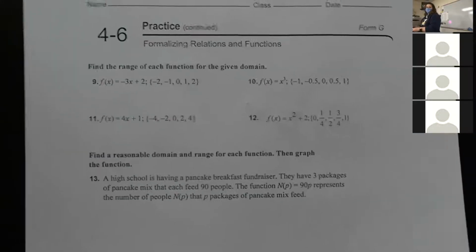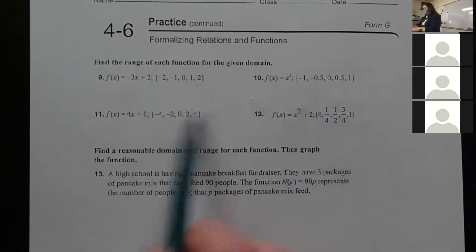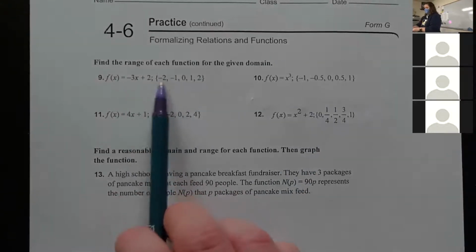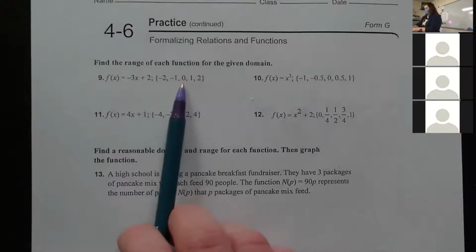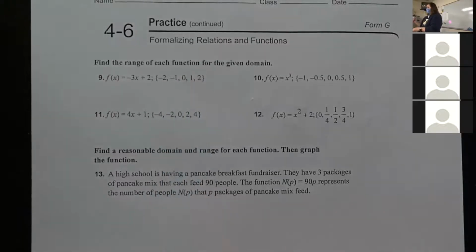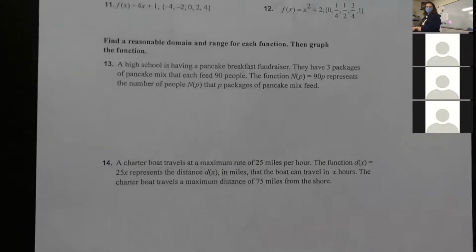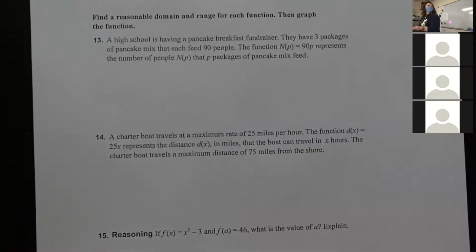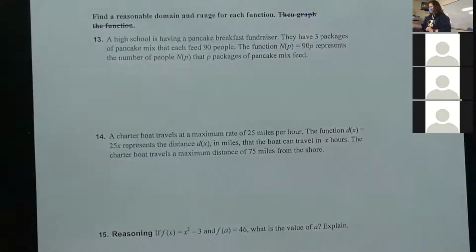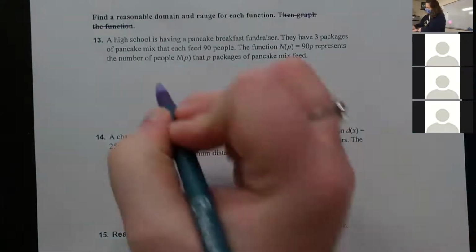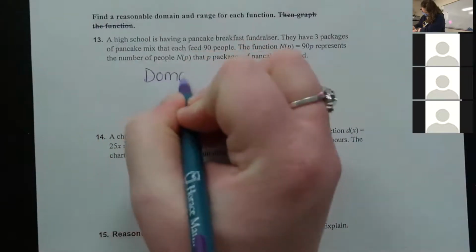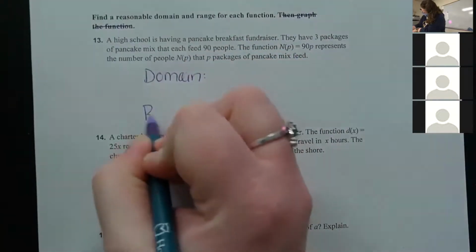Okay, 9 through 12 is very similar to your other worksheet, plugging in those values. Plug in the -2, then the -1, then the 0, and then the 1, and then the 2. So you should have 5 answers for that one. Okay, 13 and 14 we're going to do together. It says, we're not graphing, but we're going to find a reasonable domain and range.